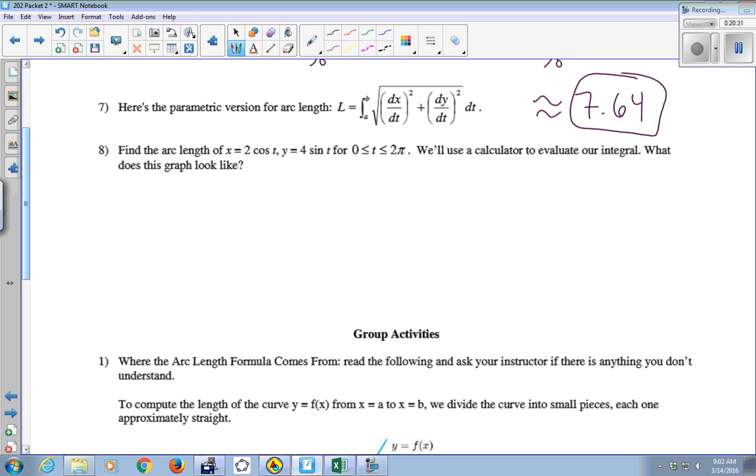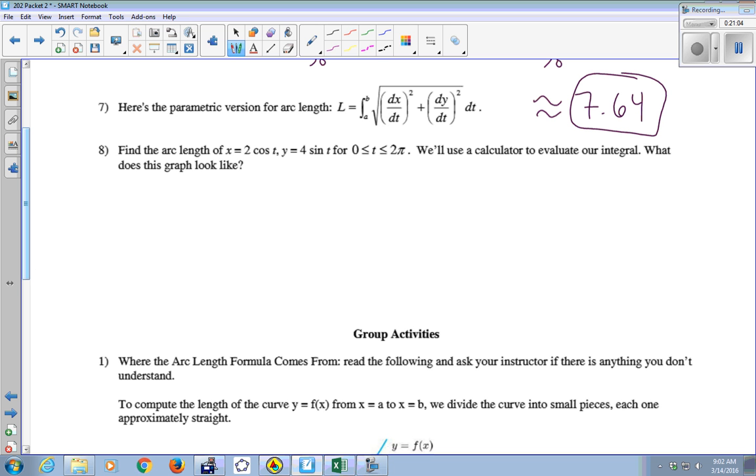So the arc length for a parametric curve is the integral from a to b of the square root of the derivative of x squared plus the derivative of y squared dt. So here I have x equals 2 cosine t and y equals 4 sine t. If you wanted to graph that thing, you would have to make a table of values t, x, y. You pick a bunch of t's, in this case 0 to 2 pi, and then you get the x value and the y value, and you plot the x's and the y's.